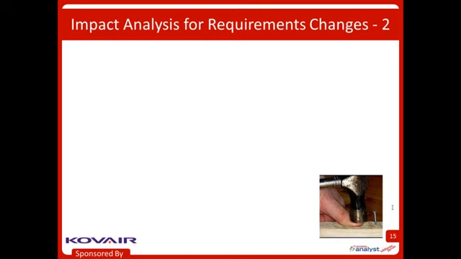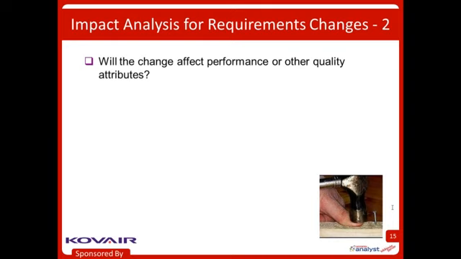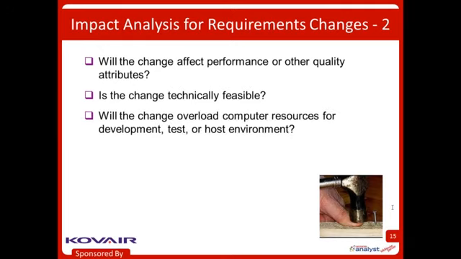So there's a bunch of questions like that. And here's some other items from the impact analysis checklist. What impact would this change have on performance or other quality attributes like security? Sometimes a change might introduce a security risk, and that would be a very scary thing. Is it even technically feasible? Is it going to overload our computer resources? That's something you have to be careful of on systems that have finite capacity.